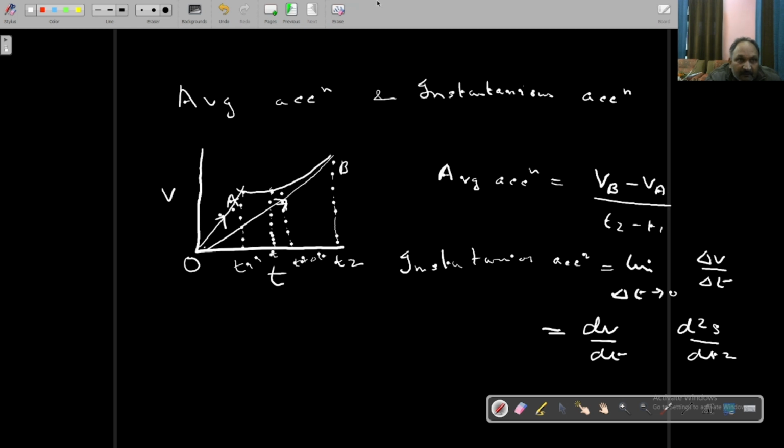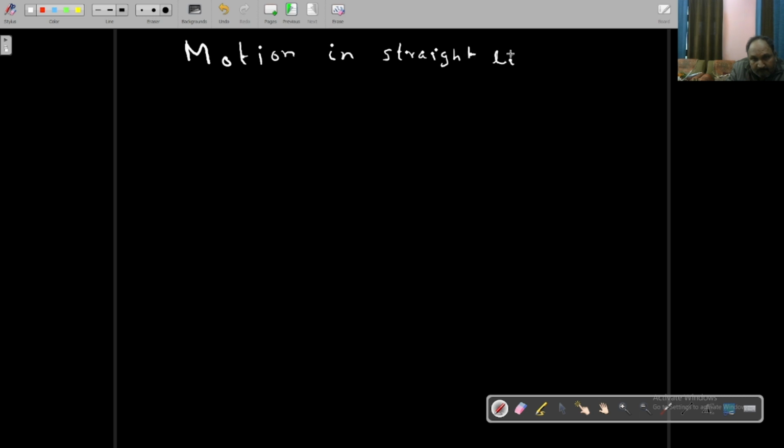Now we will go for another topic, which is motion in a straight line. Using these formulas, we will be deriving the motion formulas for motion in a straight line. Okay.